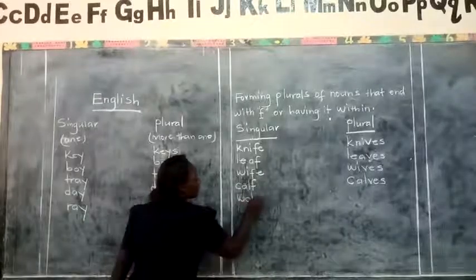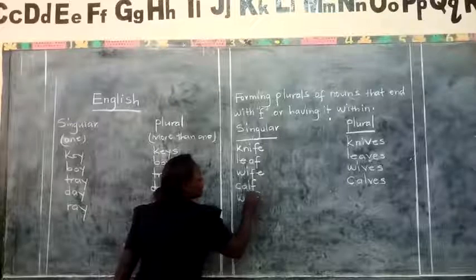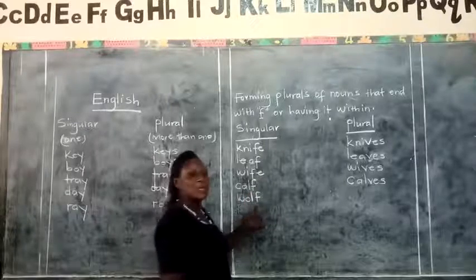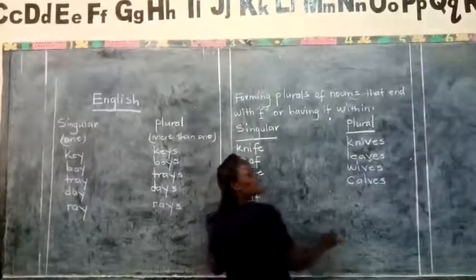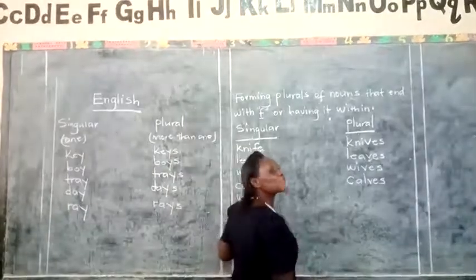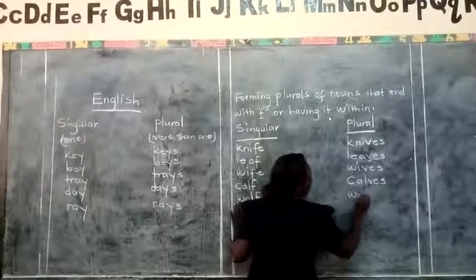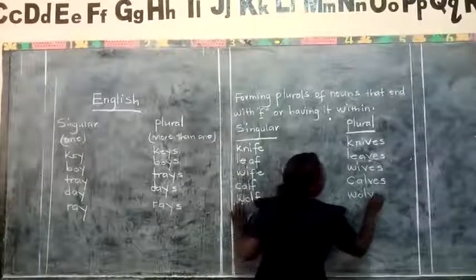We also have wolf. If it is one, it is known as wolf. But when they are more than one, we call them wolves. Not wolfs. No, wolves.